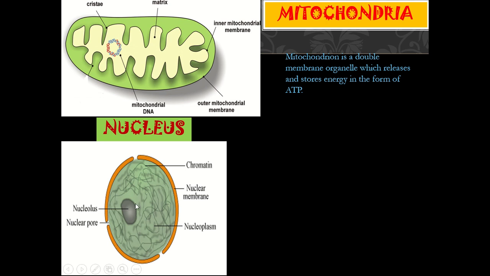You can also see this circular structure in the nucleus, which is called the nucleolus. Its main function is to synthesize ribosomes. And what is the function of ribosome? Yes, the main function of ribosome is to synthesize protein, which we have discussed in the previous part. So, the nucleolus is also involved in protein synthesis.